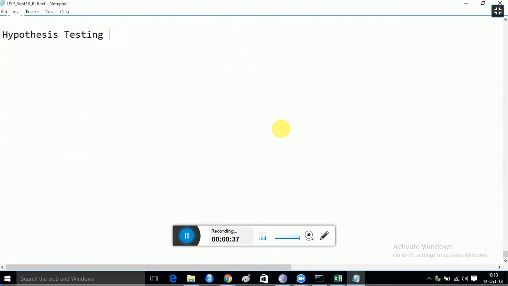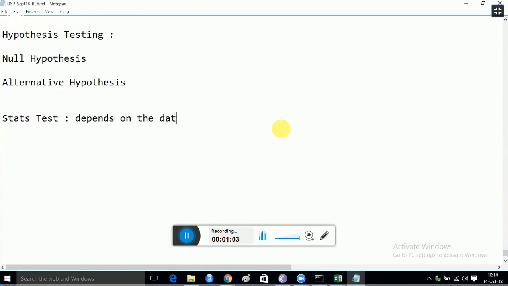And hypothesis testing has two things. One is the null hypothesis, and you have the alternative hypothesis, right? So as a part of hypothesis testing, we have some stats test, which depends on the data and the business problem. What are you trying to prove? That's your stats test. So once you decide on your stats test, you also decide on your alpha.